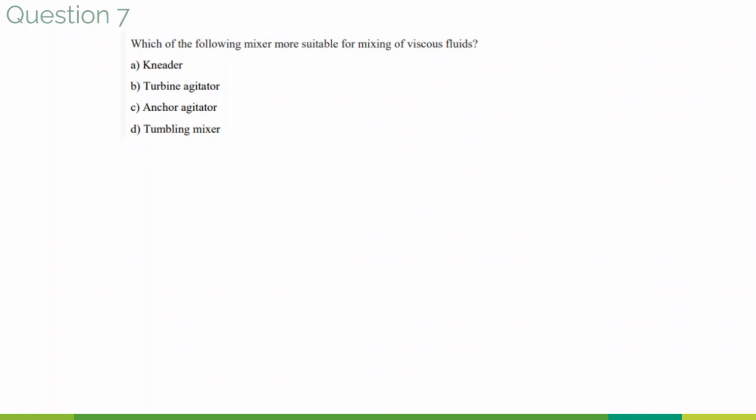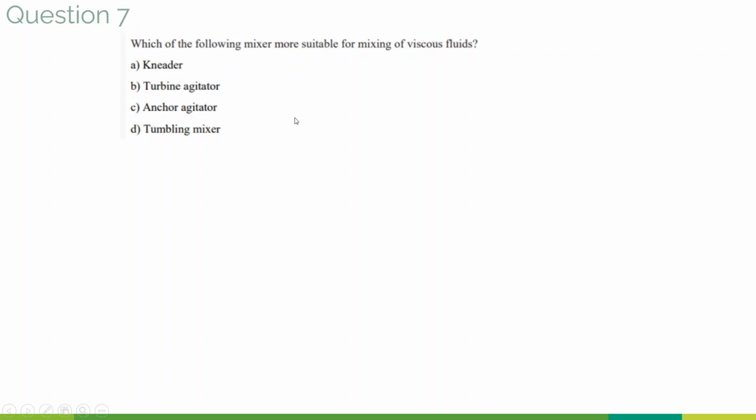So question 7. Which of the following mixers is more suitable for mixing of viscous fluids? A. kneader, B. turbine agitator, C. anchor agitator, and D. tumbling mixer. If you remember our previous question that we discussed regarding the mixers, kneaders are used for cohesive solids such as dough, paste, and so on.